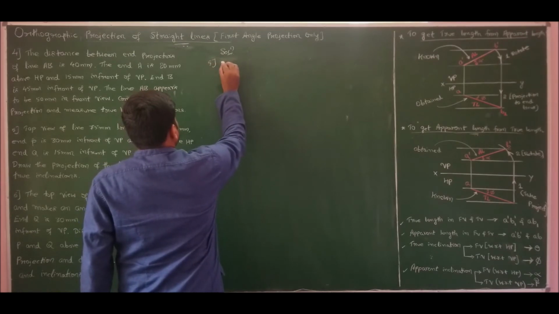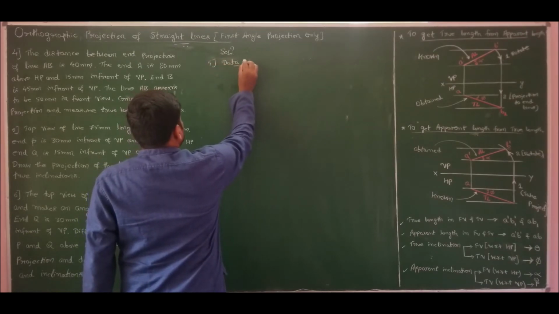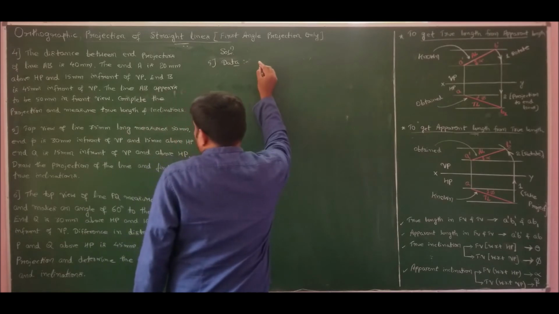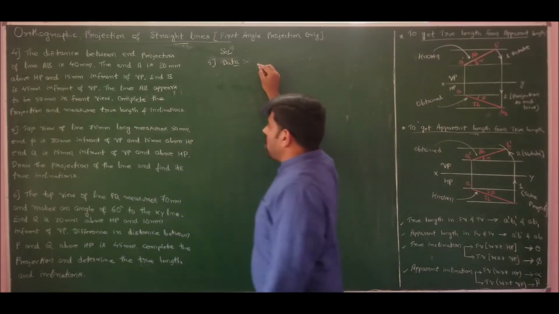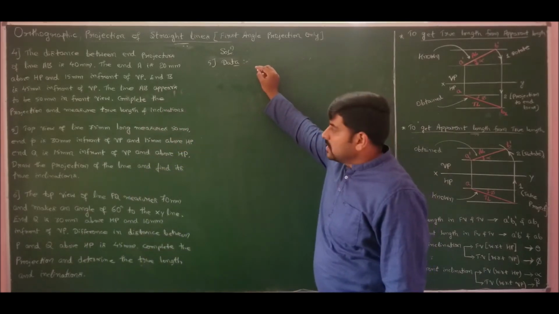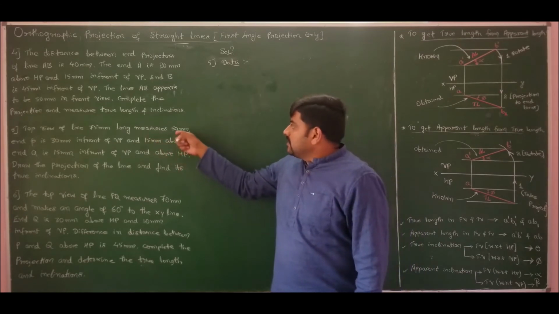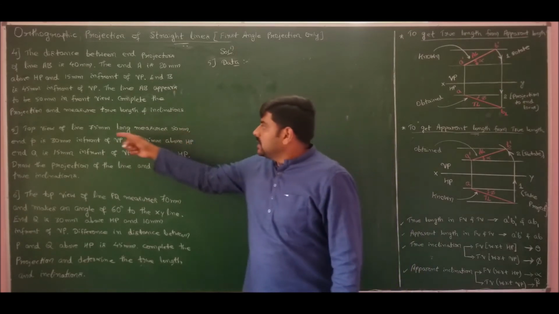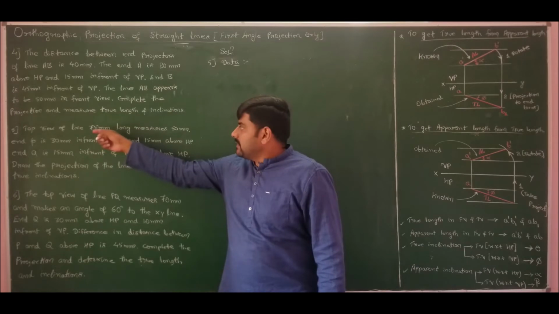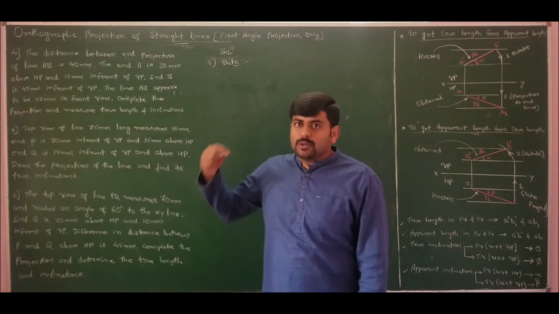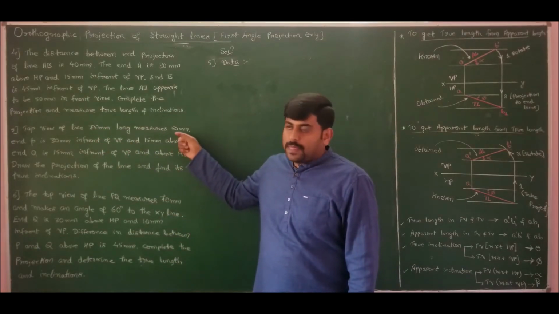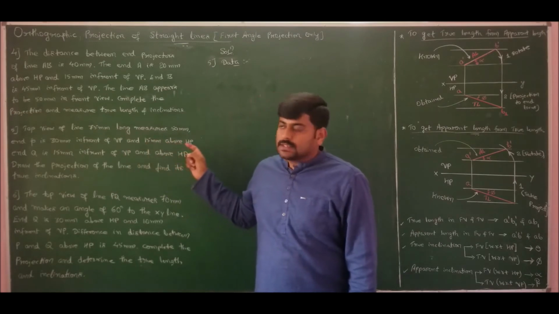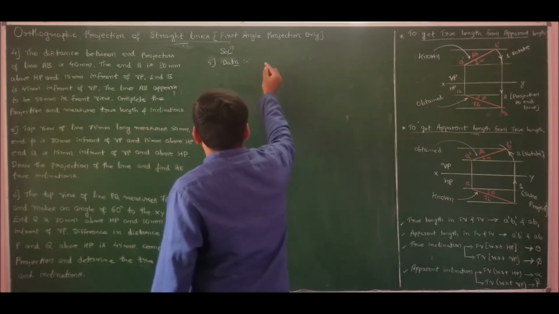we have the top view of a line 75 mm long measures 50 mm. So the top view of this line measures 50 mm, and the true length is 75 mm. There is a 75 mm long line. In the top view, it is measuring 50 mm. That is what this sentence means. So we have a line of 75 mm.